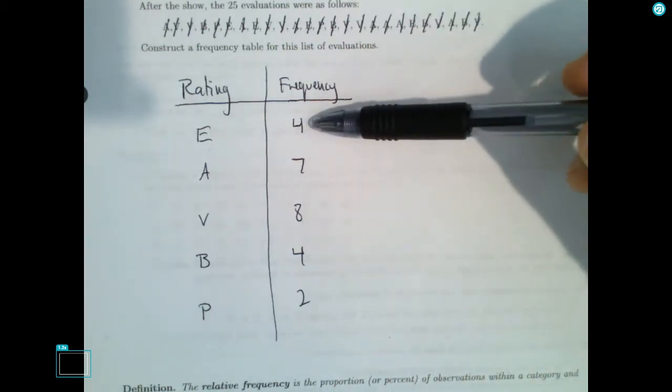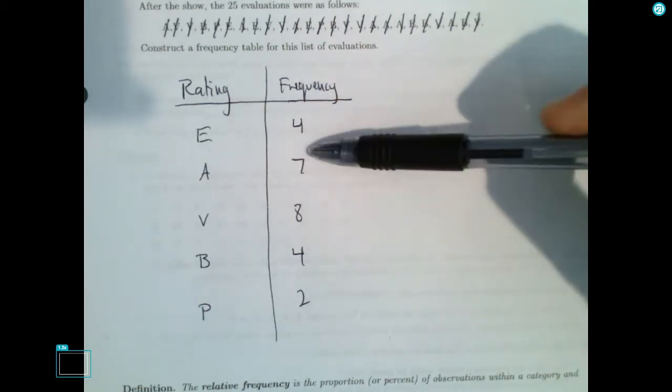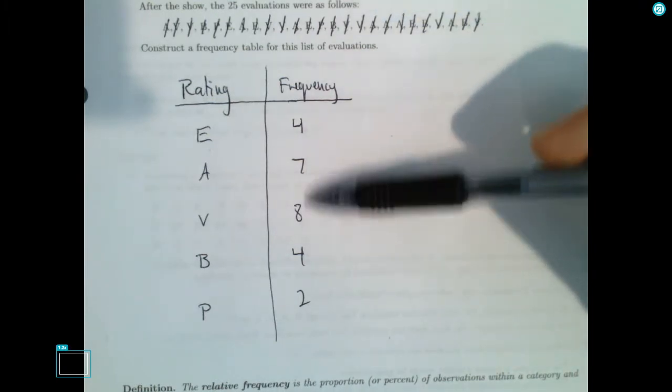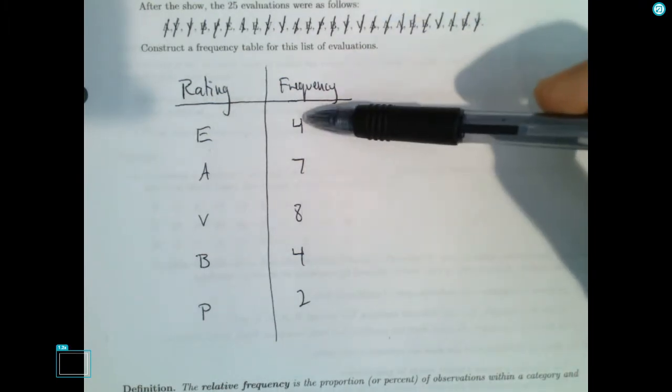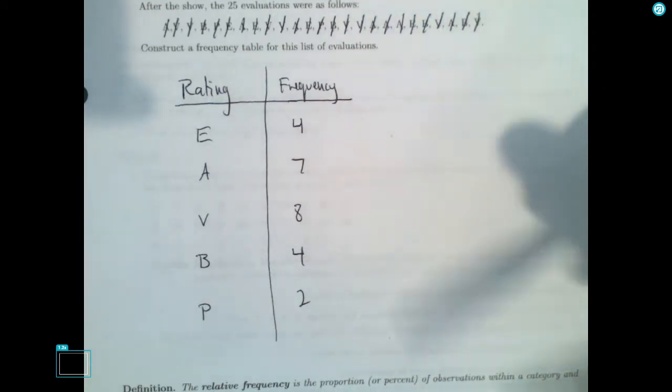Now, one thing that should be true is that when you add up all of these numbers, as a way to check your work, to make sure you did it correctly, you should get 25, right? So, I know that's 15, 19, 23, 24, 25, right? So if you add those up, you should get 25. Okay, so that's a frequency table.